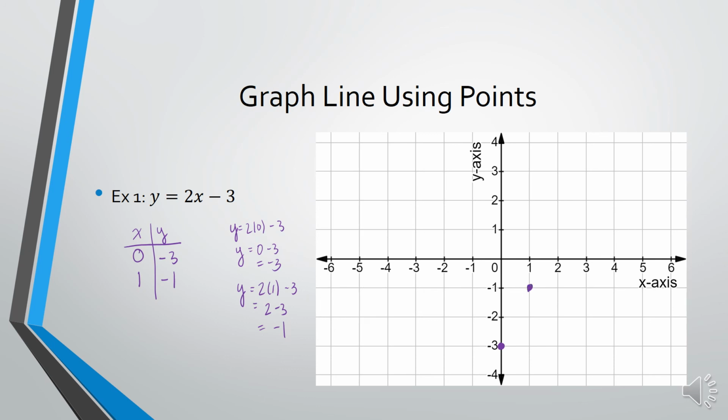Once you get 2 points, your line is fully decided. You just connect those 2 points. I'm going to try to do this. It's kind of hard. But there's my line. So there's the line y equals 2x minus 3. You can just pick a couple points. You only have to have 2. Once you find 2 points, then you're fully done.